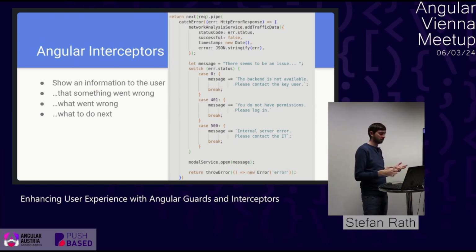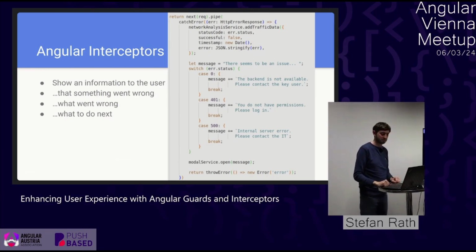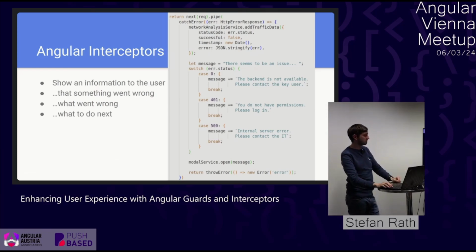And as I said, the third thing, what to do about it, because in my opinion you cannot leave the user alone. Oops, something went wrong, backend is down. Aha, okay, what does it mean? Please contact the key user. Okay, please log in, or please contact the IT, because if somebody says you do not have sufficient permission to blah blah blah, just show a login button. It's easier than all the tech terms. This is one example, in my opinion, for a great way to improve the user experience with an interceptor.